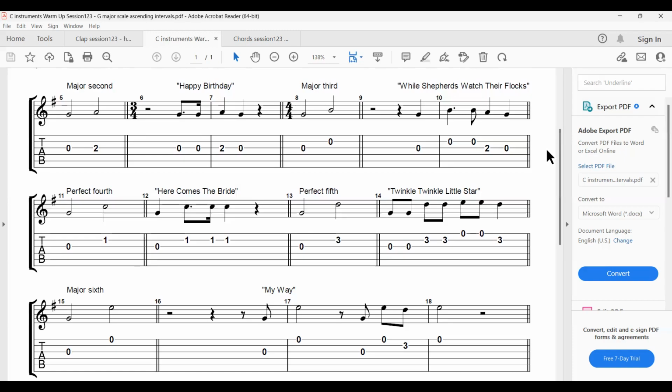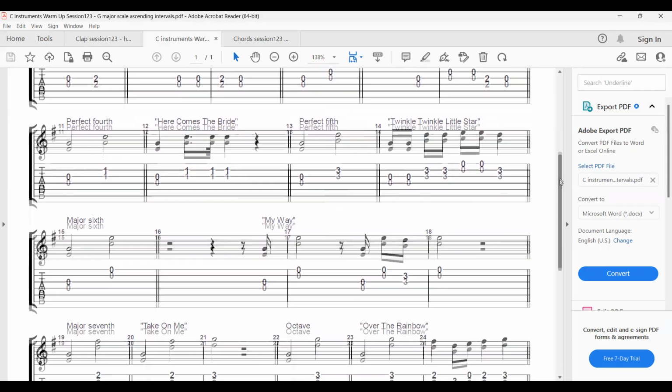Oops, wrong note there. You might be wondering what the next note is. Interestingly, it's the perfect fourth, which is coming next. Let's just play that again. While shepherds watch their flocks. Good. So that's our major third, and 'While Shepherds Watch Their Flocks' is our key to recognizing that.